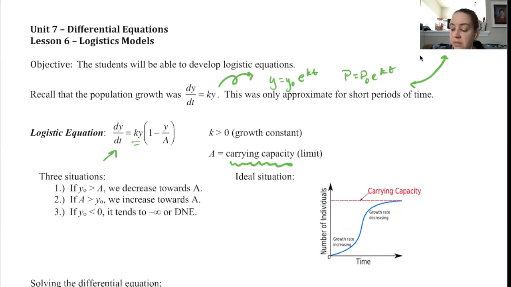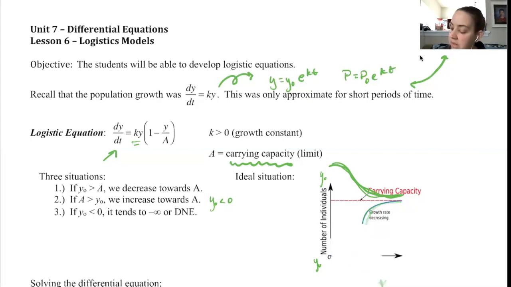So if y sub 0, that initial amount, is greater than A, we decrease towards A. If you start out with y sub 0 up here, it will decrease until you reach A. So that population will start to die off until you reach A. If A is greater than y sub 0, or y sub 0 is less than A, if you start out down here, your population will increase until you hit that carrying capacity. And if y sub 0 is less than 0, so if your initial population is less than 0, which seems pretty abstract, it will tend towards negative infinity, or it does not exist. So it will continue down in that direction. But that's what your logistic equation looks like.